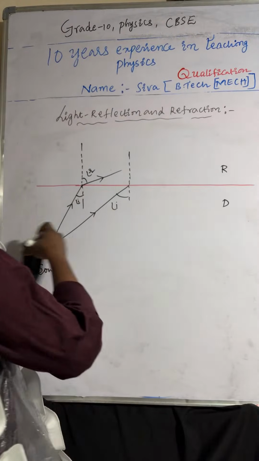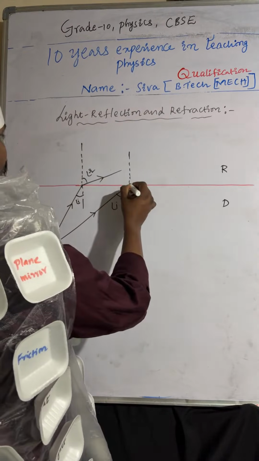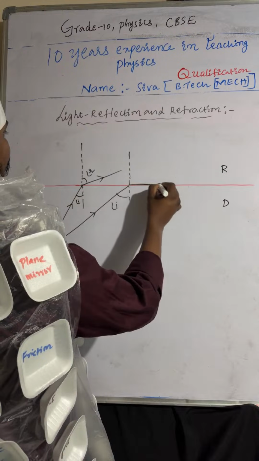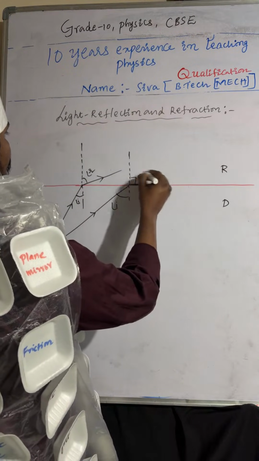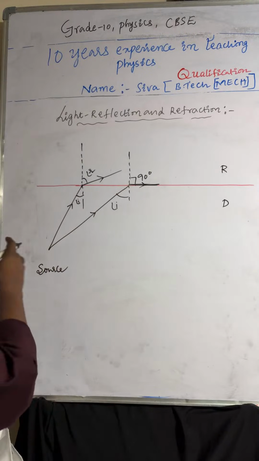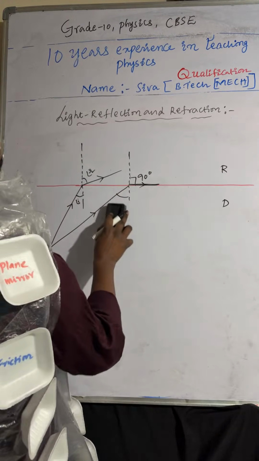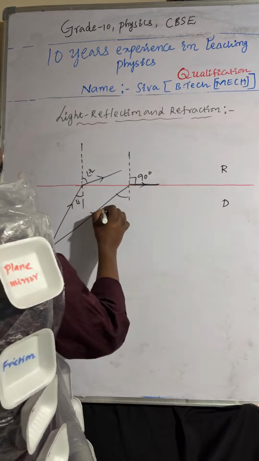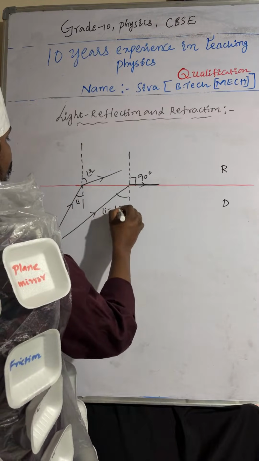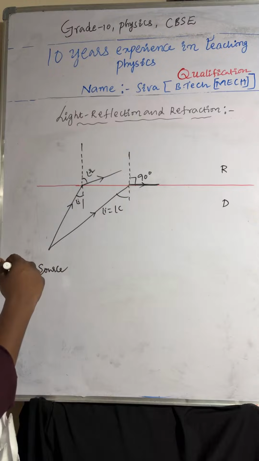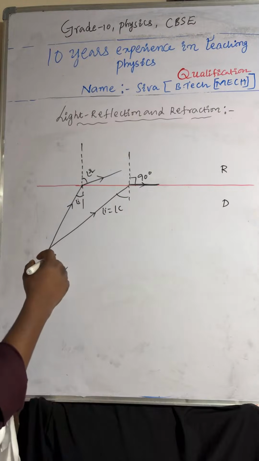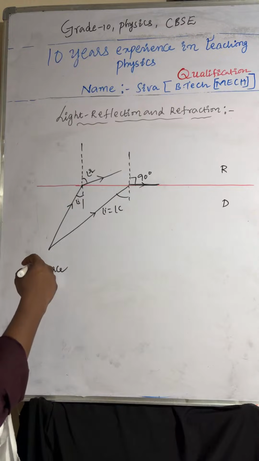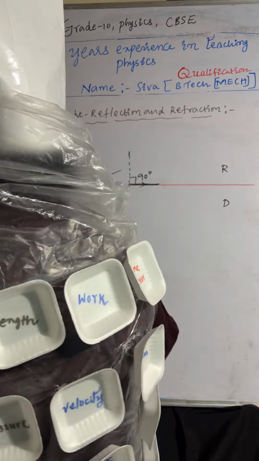So at this point, the light ray passes along the surface, or the refracted ray makes 90 degrees with the normal line. The angle at which the refracted ray makes 90 degrees with the normal line is called the critical angle. Critical angle. Understood? And one more thing.